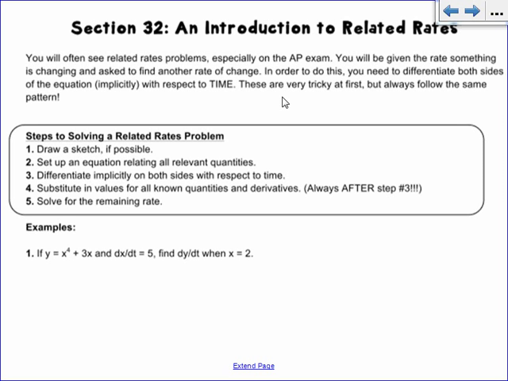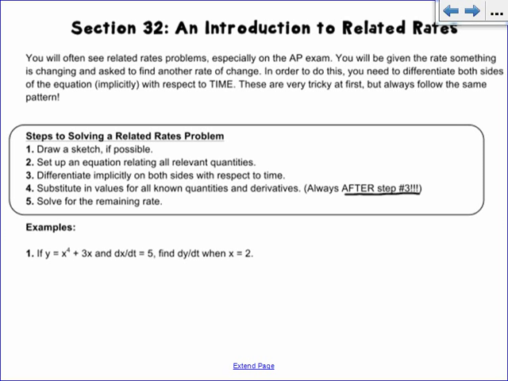And then I said on number 4, substitute in values for all known quantities and derivatives. We always do this after step number 3. You never want to plug in all the numbers that you know and then take the derivative, because if you plug in all the numbers that you know and take the derivative, you're going to get 0 every single time. Does that make sense? So we have to take the derivative before we plug things in.